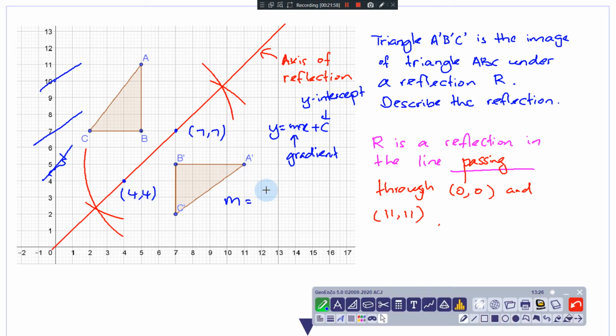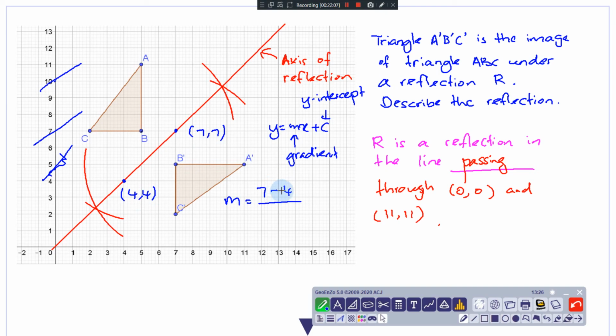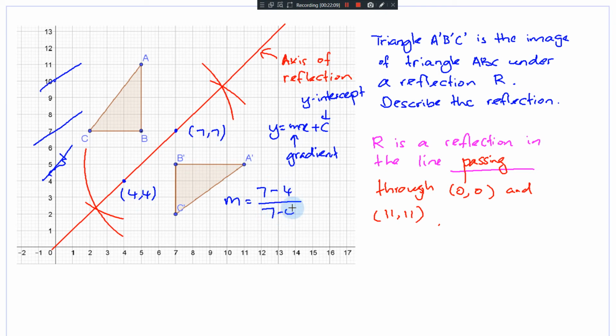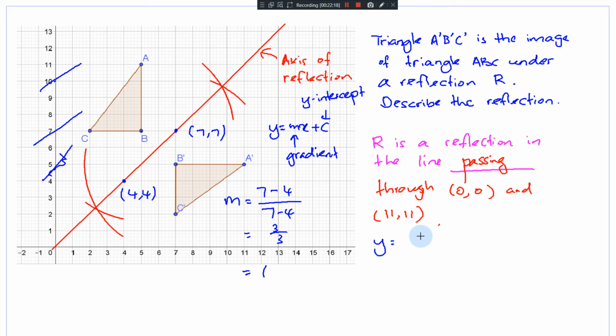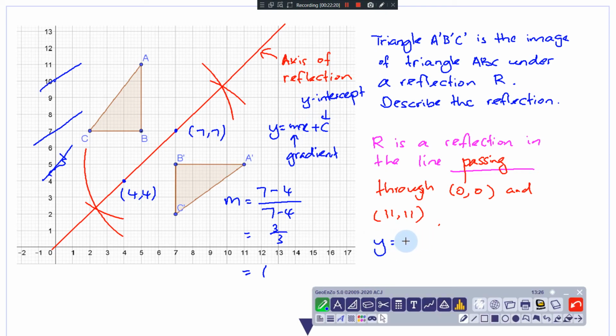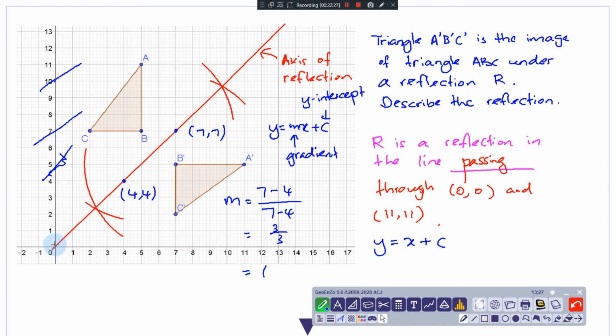I hope that you still remember the formula: y2 minus y1 divided by x2 minus x1, right? 7 minus 4. Remember, y on the top, x at the bottom. So this is 3 over 3, you get 1. So 1 is the gradient. y equal to 1x plus c. 1x, you don't have to write 1, you just write x. People understand that there's 1 in front. Plus c. In this case, you look at this straight line, you know c is equal to 0.